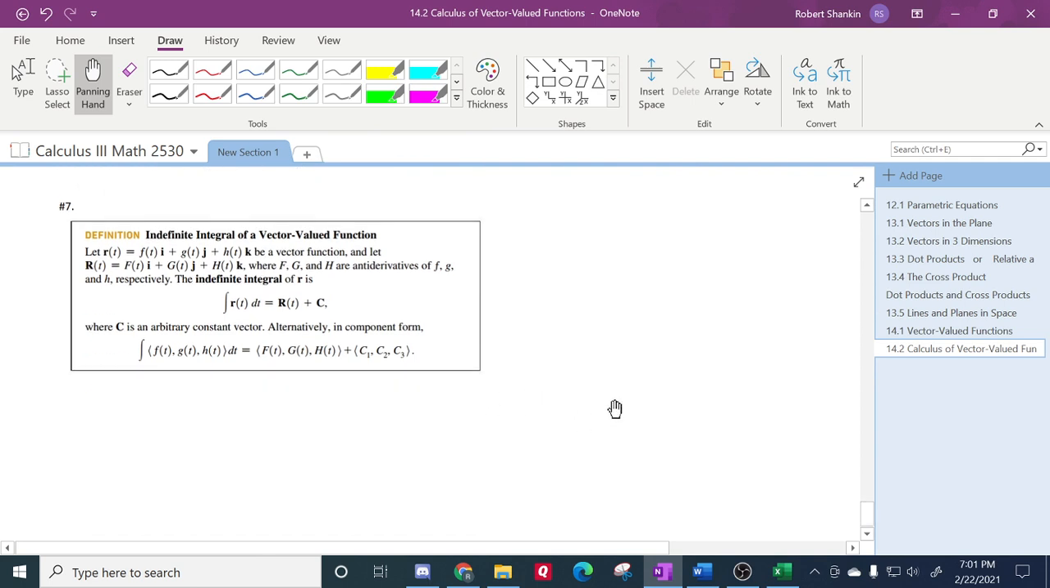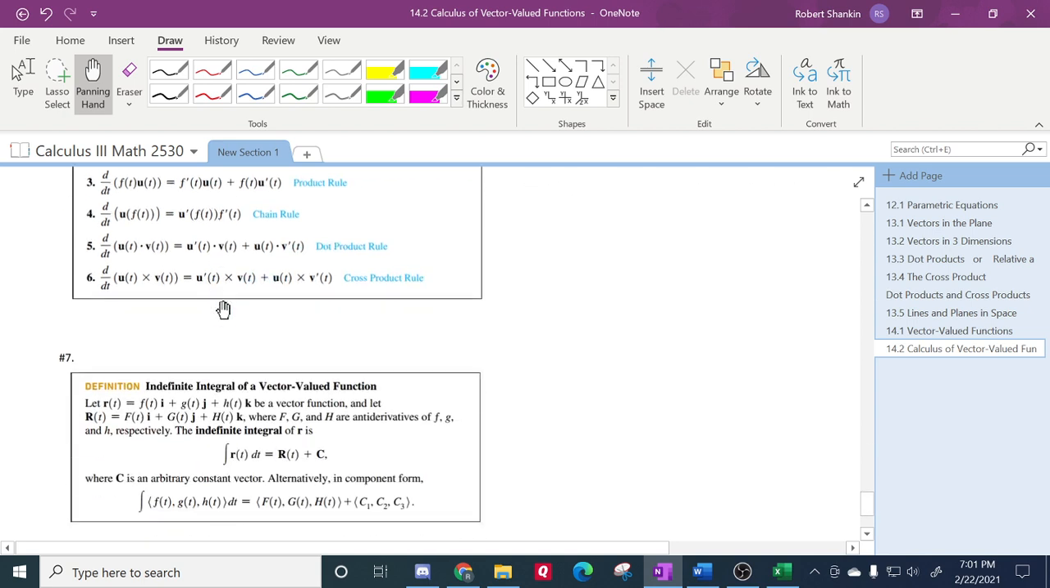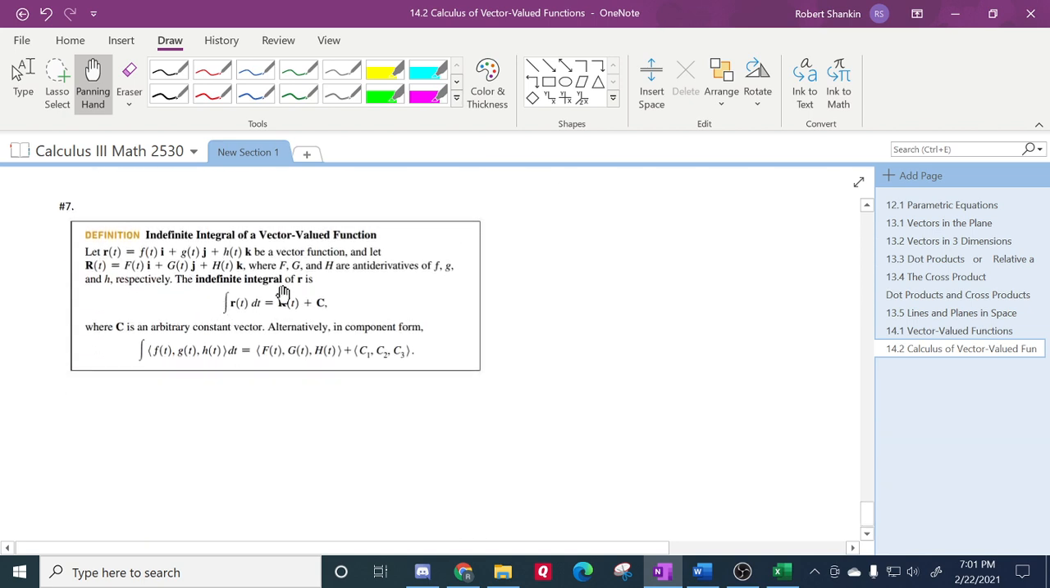The theme is the calculus. How do you do calculus on these vector-valued functions? Well, a big part of calculus is taking derivatives. Another big part is taking integrals. So we have the indefinite integral of vector-valued functions.